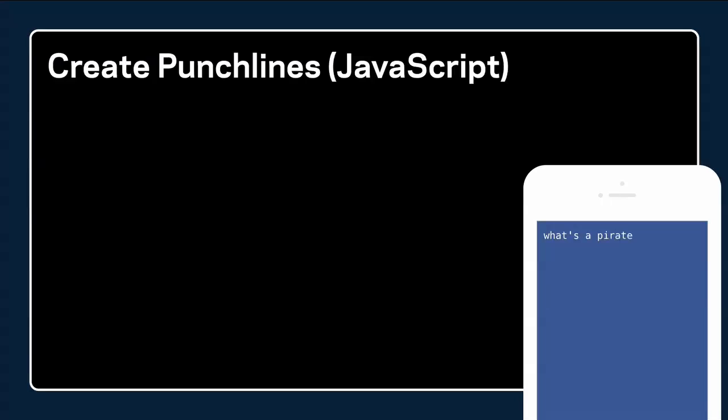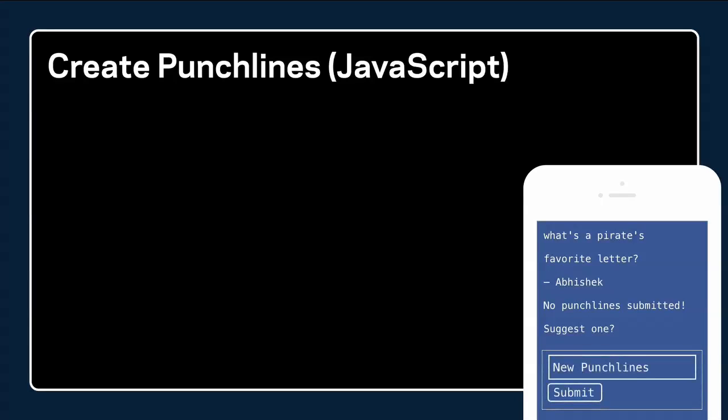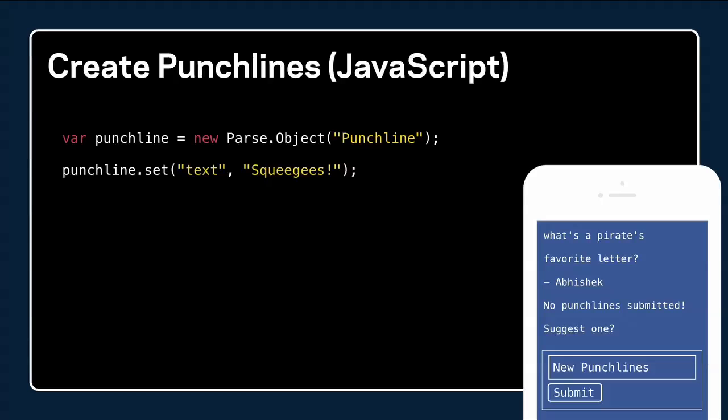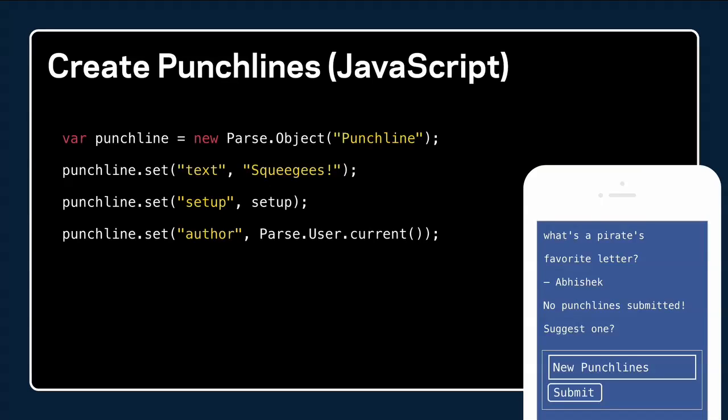Creating the punchlines is only a little bit more complicated because we're saving an extra pointer. Let's take a look. Creating an object, pointing it at the Punchline class, setting the text, apparently the chicken crossed the road for squeegees, and we'll set a pointer to the setup object that we started with, the current user, and save.